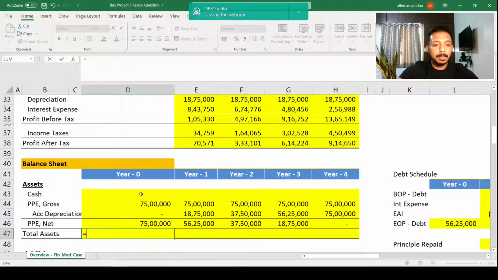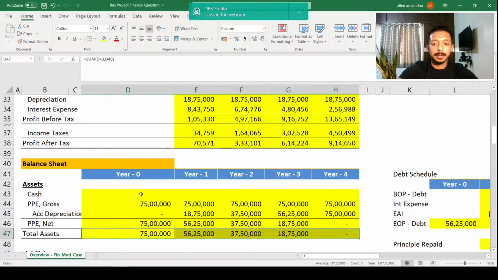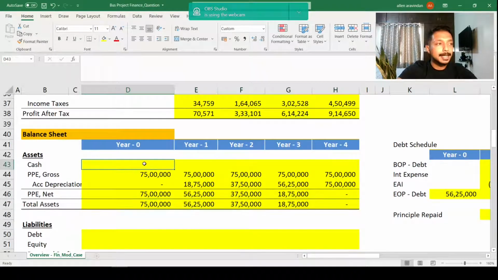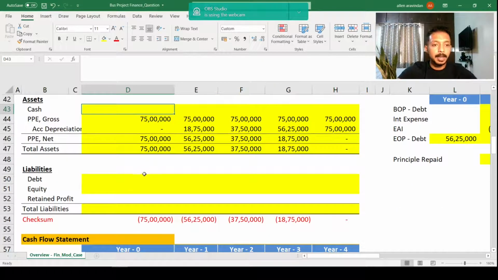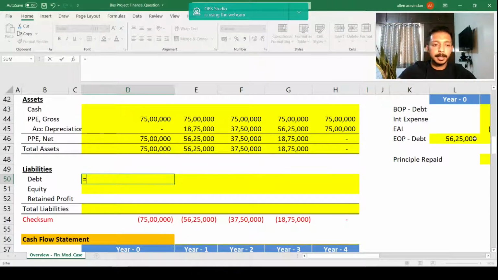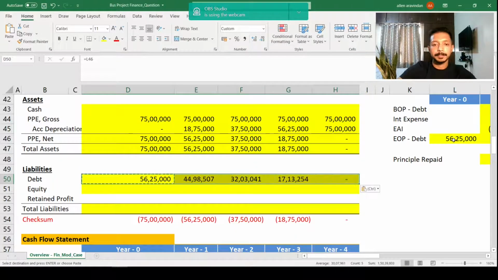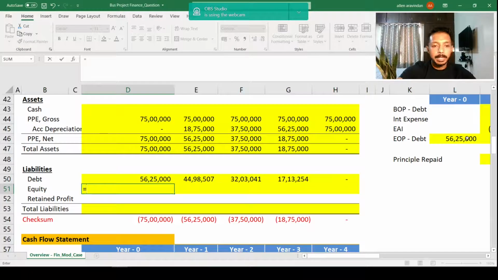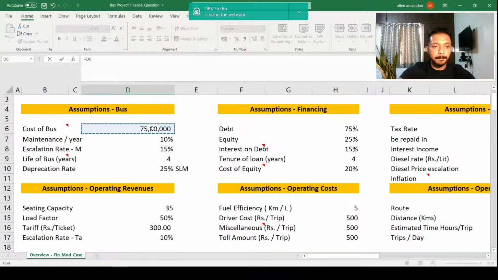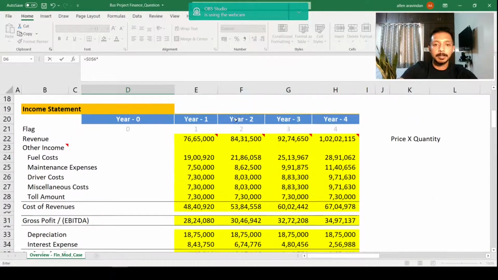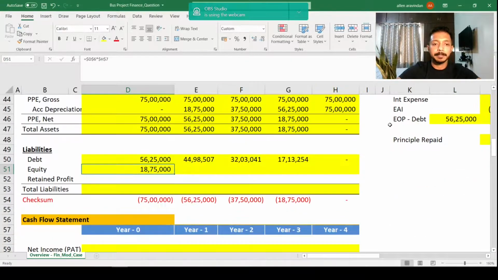So now total assets, you can use a sum function. Just select the cash and select the PP net and drag it to the right. So your asset side of the balance sheet is interim made without the cash value. And now debt. Remember we calculated the amortization schedule, so we just need to link the debt values. There you go. And now equity value will be the bus cost multiplied by the equity percentage, which is 25%. There you go.